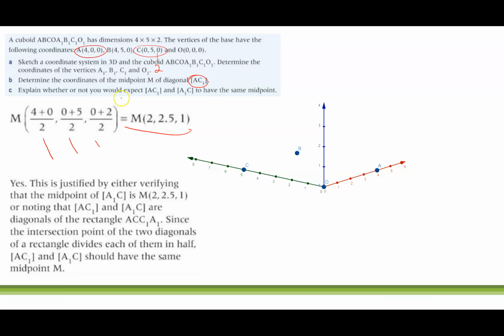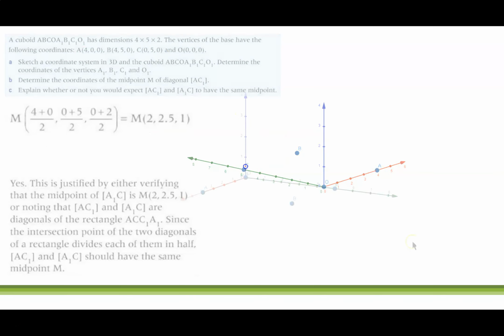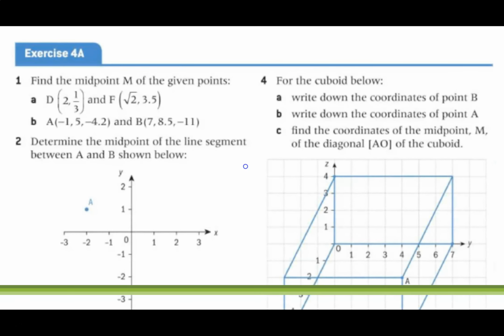Explain whether or not you'd expect AC1 and A1C to share that same midpoint. So basically, if you were to make a point over here and join them, or if you were to make a point here and join them, would they cross each other? And I think it's pretty visually obvious that they would cross.